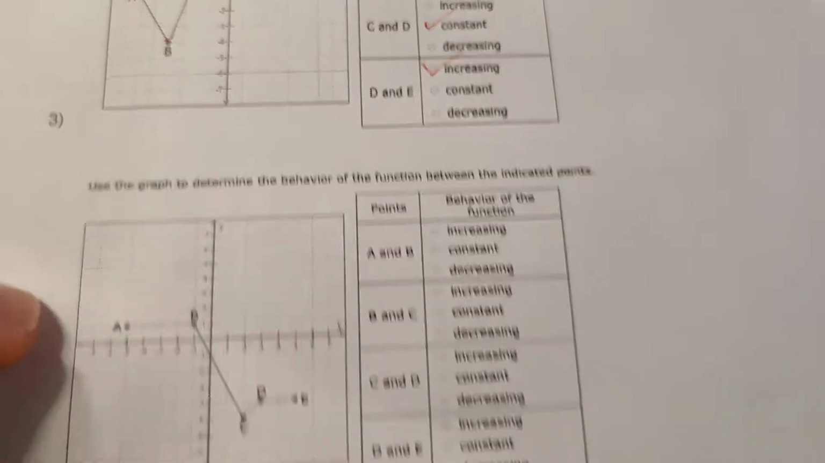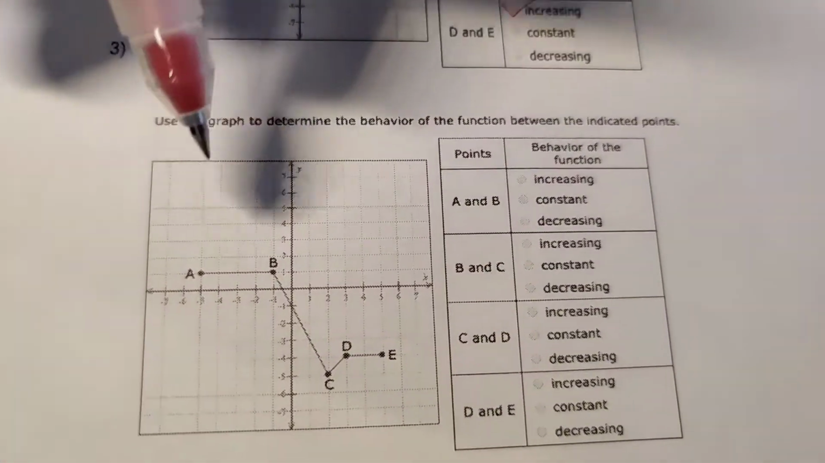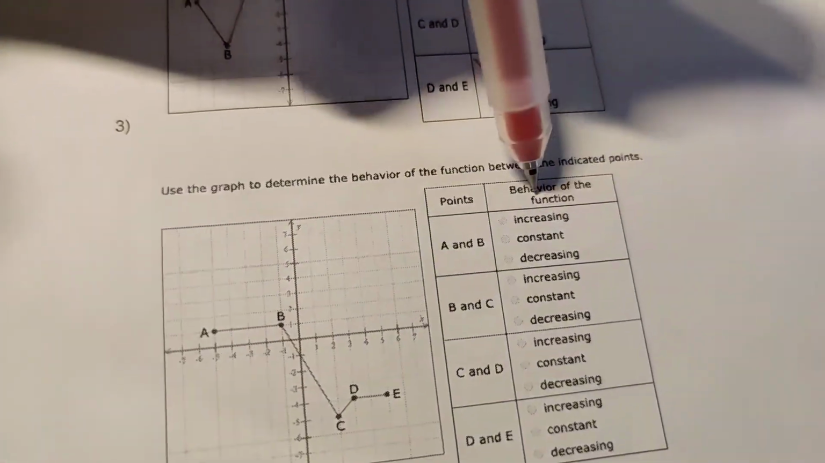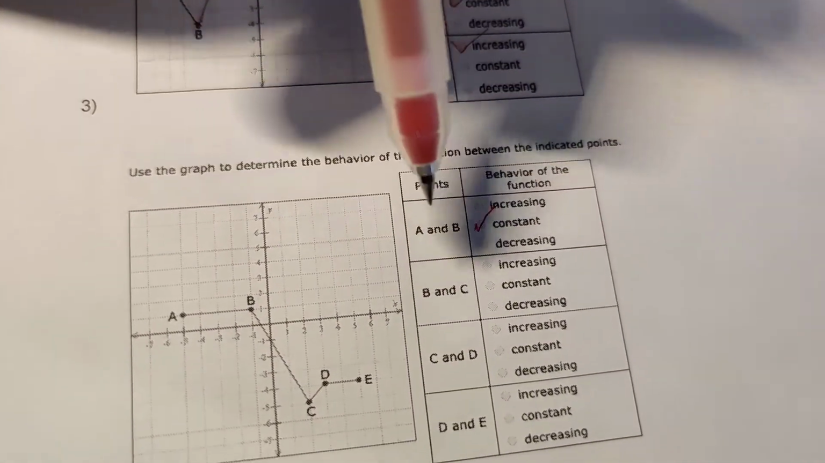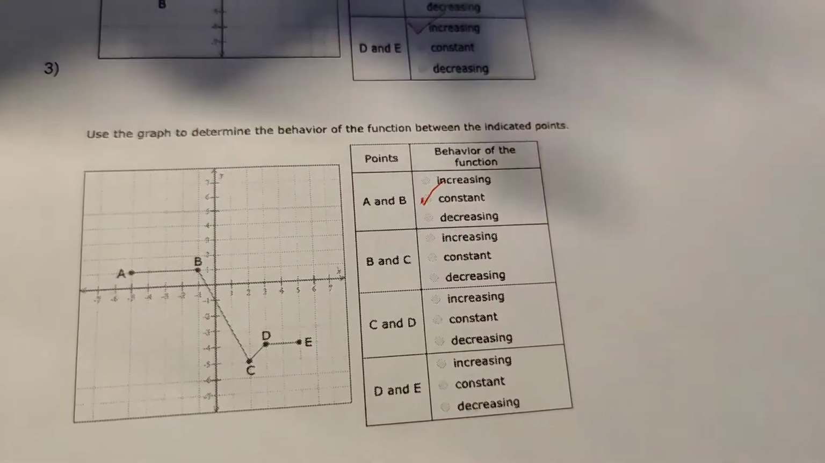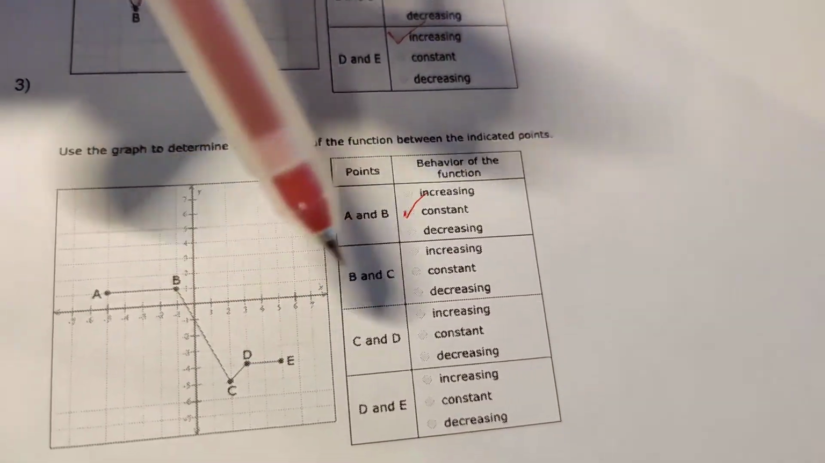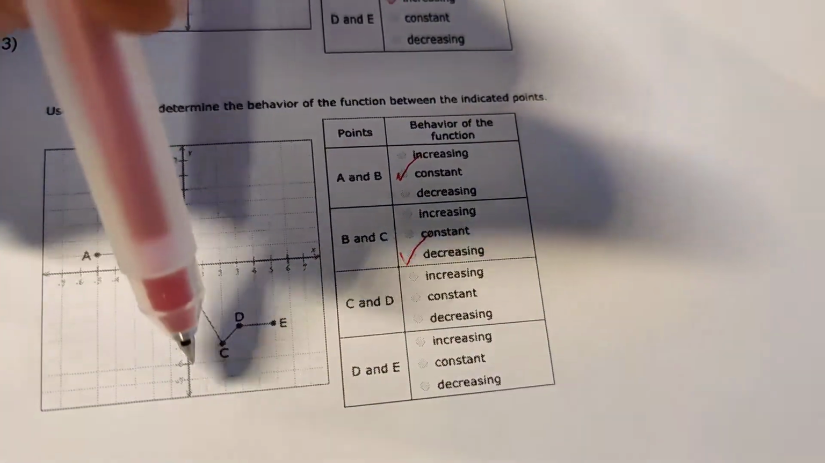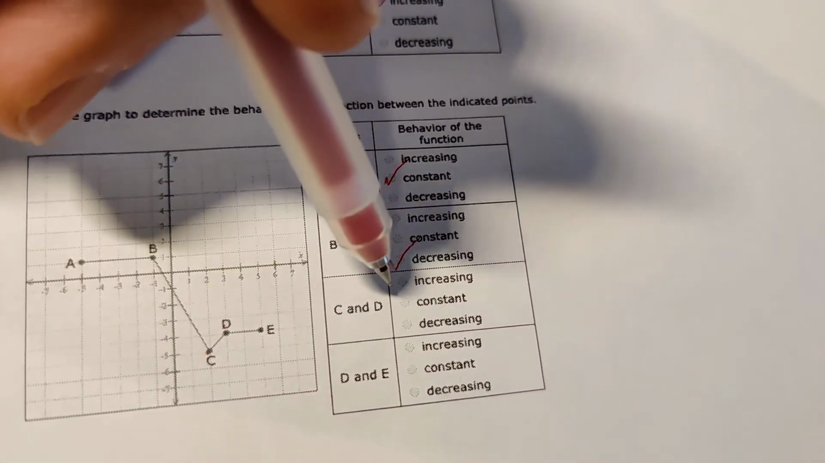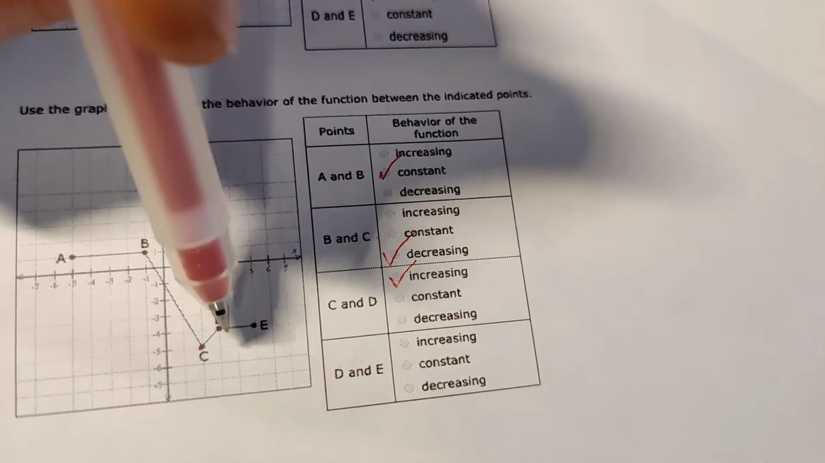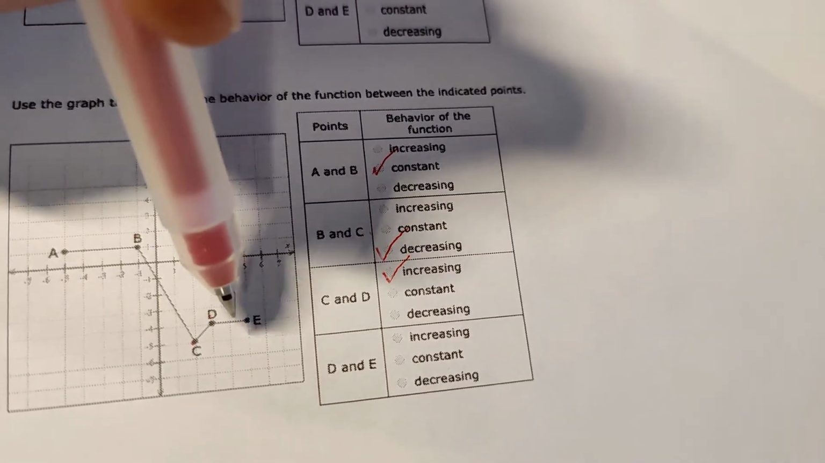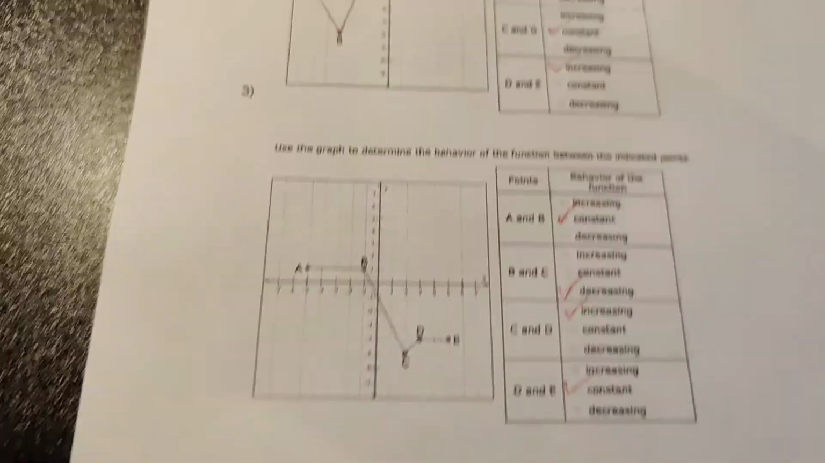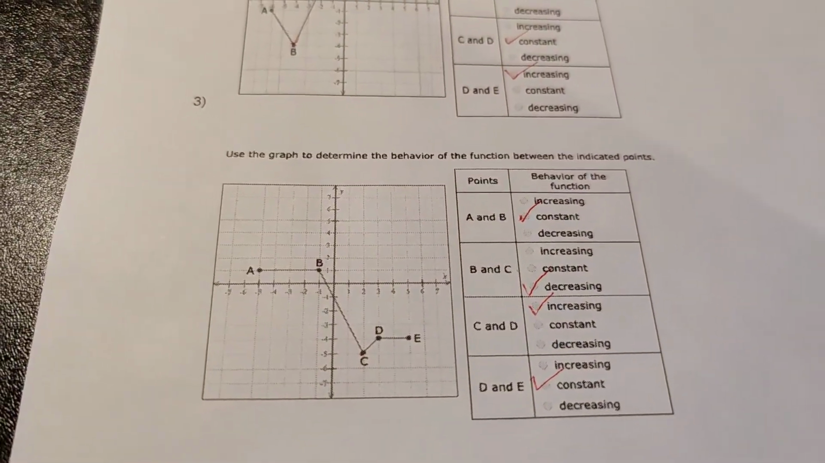Okay, so for example 3, AB, over here, we are constant. Between B and C, we are decreasing. Okay, C and D, we are increasing. And DE, we have a flat line, so that's going to be constant. Okay, and believe it or not, that's it for this lesson.